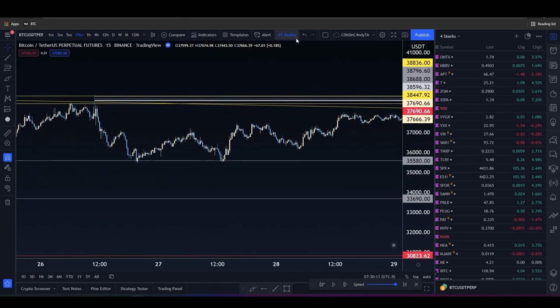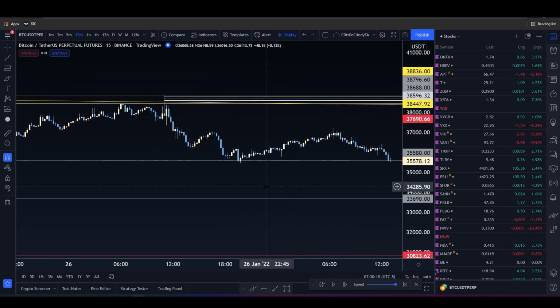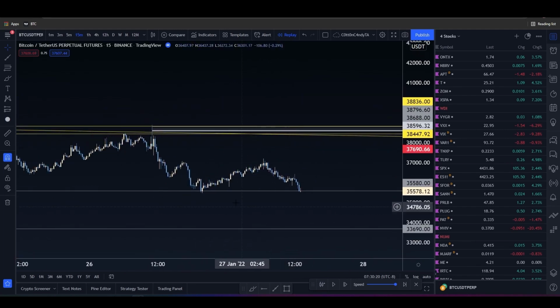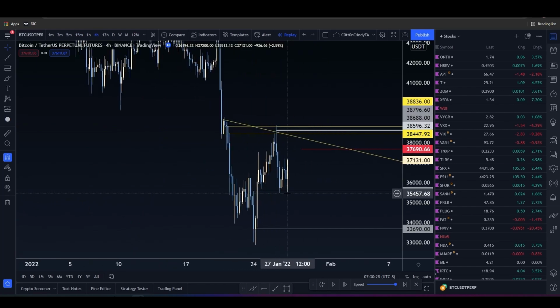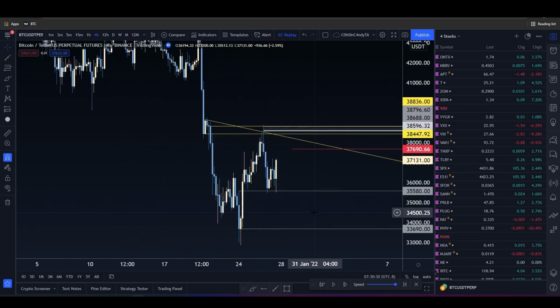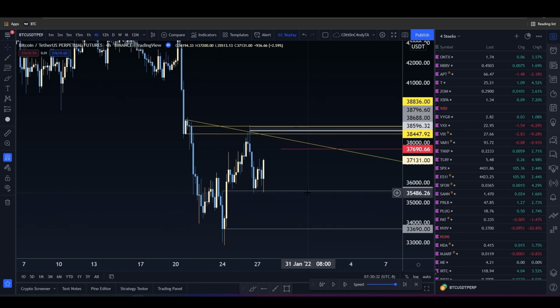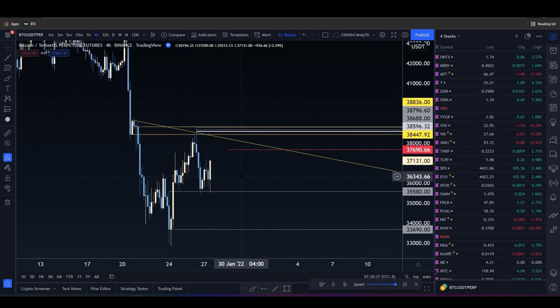Okay, this looks kind of good. You hit the level twice. What would you be looking for here, right? Say you took a long here. Let's not talk about the shorts. Say you were like, oh, I really like this backside level. It's a 4-hour level, it's holding its move. That's great, fantastic. What would you be looking for? Say you got long there, where do you exit this trade?